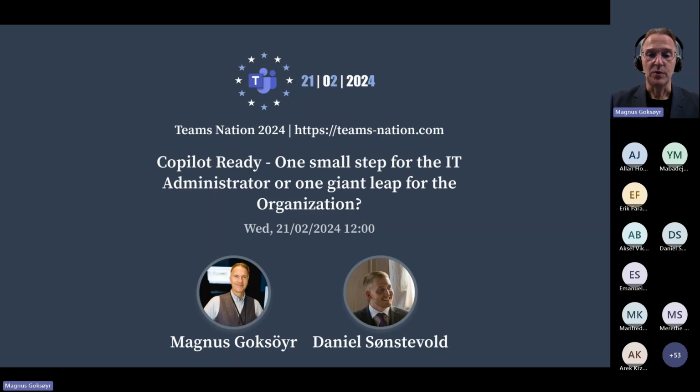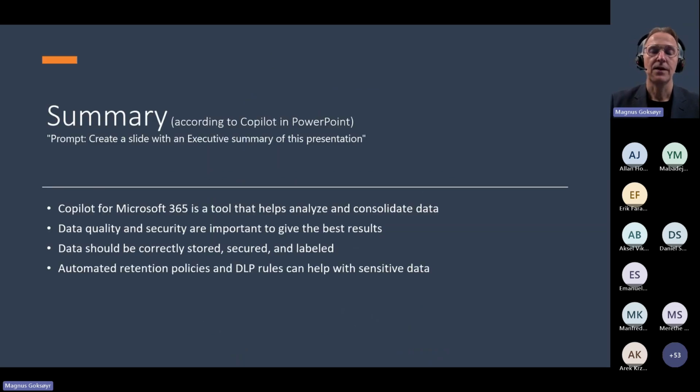So to start with, we would like to show you what Copilot in PowerPoint has to say about this presentation. It says that Copilot for Microsoft 365 is a tool that helps analyze and consolidate data, and that data quality and security are important to give the best results, and that data should be correctly stored, secured, and labeled, and that automated retention policies and DLP rules can help with sensitive data. And this sums up the content pretty well, even if a few things are missing, but at least this time Copilot hasn't invented anything of its own like it usually does otherwise.